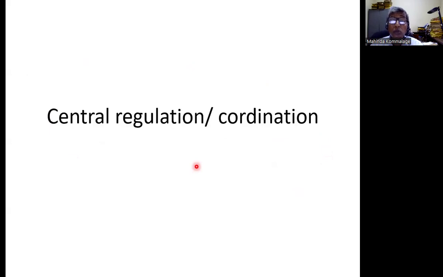Then I will come to the central regulation, right? So that is the commanding part. We have local regulation that we cannot control externally, but we have systemic regulation for the blood vessels and heart. We can command, we can centrally coordinate that. So that coordination process I'm going to explain from here, coordination, right?